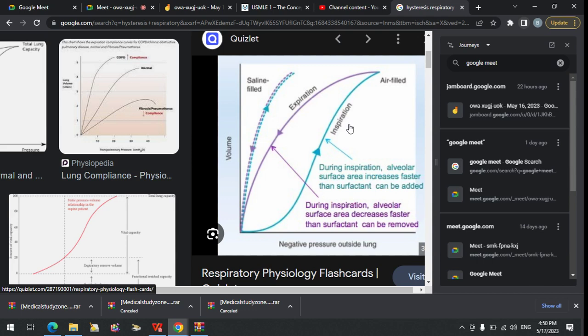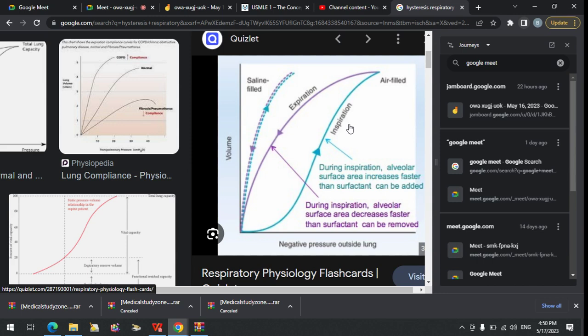I can't remember what is on top, but I know it's 2 times over the radius. So the collapsing pressure equals 2 times surface tension divided by radius. The lesser the radius, the more the collapsing pressure. But the more the surface tension, the more the collapsing pressure.